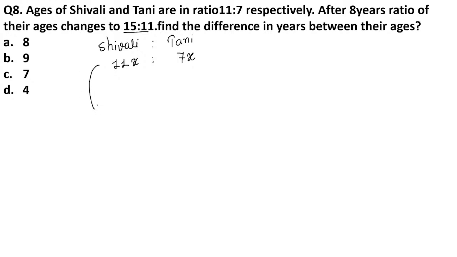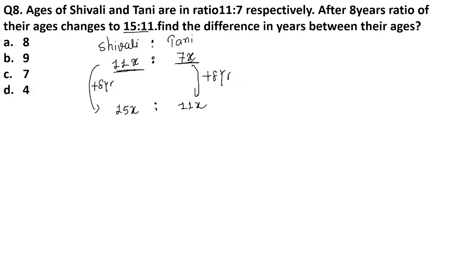Now look here, after 8 years, the ages ratio changed to 15x, that is 15 parts. And here Tani's age has also increased by 8 years and this changed to 11x. Students, please try to understand, this is a ratio. This is not the actual age. 11:7 is the ratio. It is not the actual age of Shivali and Tani. Okay? Fine.